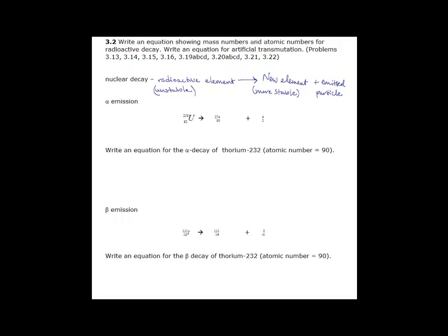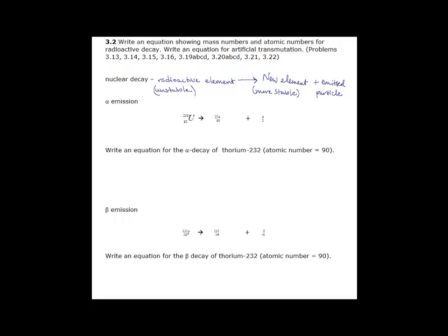Now we'll talk about different types of nuclear decay reactions. The first one we're going to discuss is alpha emission. Chapter 3 is going to be a lot easier if you're familiar with the different types of particles we've talked about: alpha particles, beta particles, gamma particles, and also protons, neutrons, and electrons. If you make flashcards of these particles with their mass numbers and charges, it will be much easier for you to work on Chapter 3.